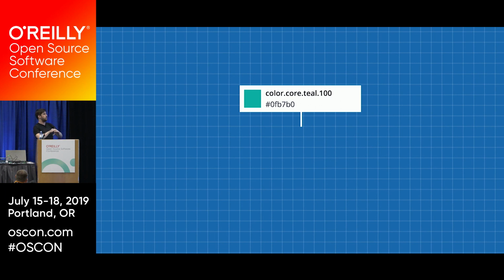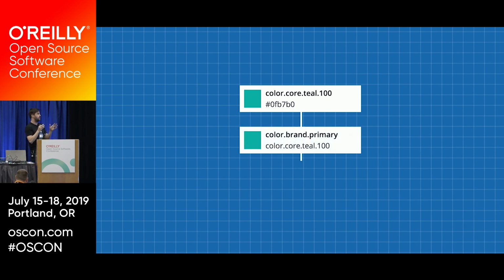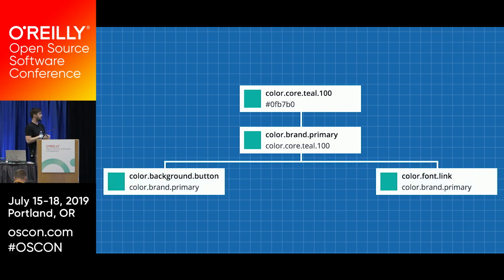So say we define like a core color palette. We have teals and greens and blues. And we have different shades of each color. This is just one, this is teal 100. We have teal 80 and teal 40. So in and of itself, it doesn't really carry much meaning. It's just saying this is a shade of teal. But we can layer meaning on top of it by saying our primary brand color is the teal 100 color. And then we can layer even more meaning on top of that by saying the button background color is the primary brand color, which is teal 100.